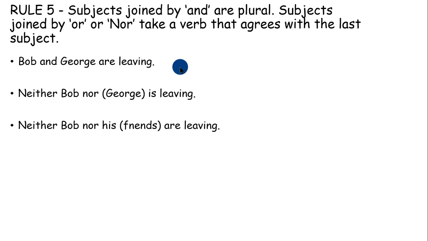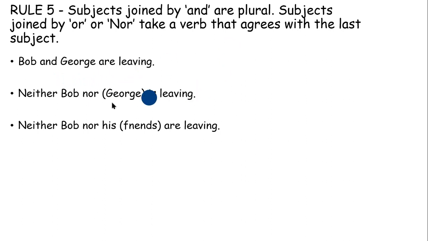Bob and George are leaving. So Bob and George are joined by the word and. What does the rule say? Subjects joined by and are plural. So Bob and George, and it's taking the plural verb are, right? So Bob and George are considered plural and it has taken the plural verb are.